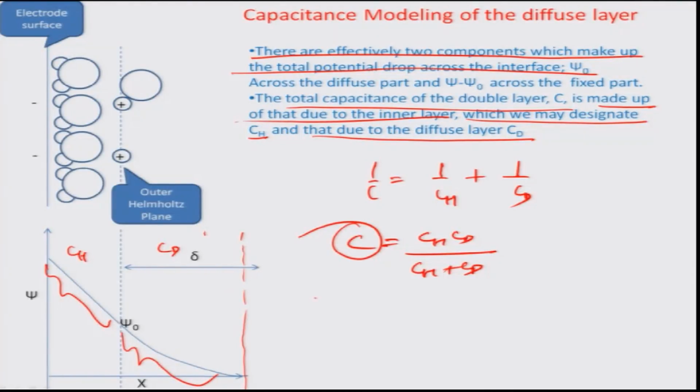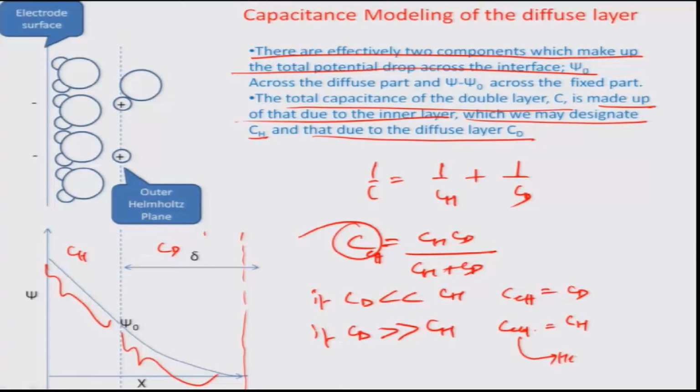And there are two different cases. If CD is much less in comparison to CH, then the effective capacitance, C effective, becomes equal to CD. And if CD is very high in comparison to CH, the effective capacitance becomes equal to CH. So, this is called the Helmholtz model, where we consider the diffuse capacitance to be negligible, and the other is known as the Gouy-Chapman model. And these are important for doing electrochemistry at a surface whenever we want to take care of the measurements.